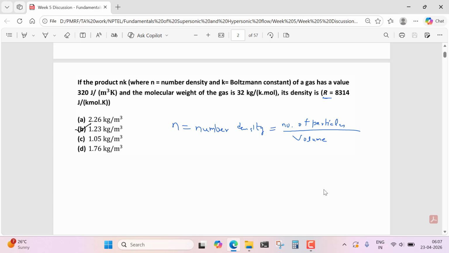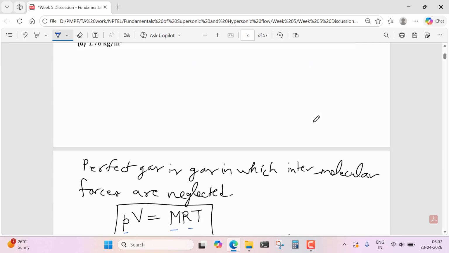So in this problem itself, the product Nk is given, where N is the number density. What is the number density? Number density is nothing but the number of particles upon the volume of the gas, and k is the Boltzmann constant. So the product of these two is given, and we know the molecular weight of the gas, which is 32 kg per kilomole. So we need to find its density. We'll see some theory first.